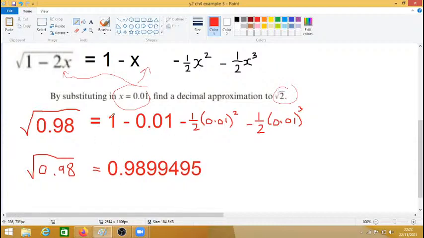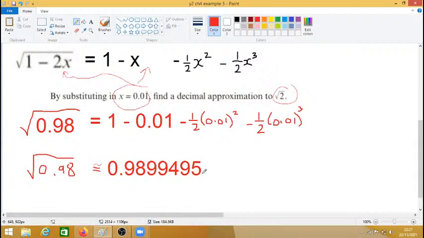So just remember that at the moment we've got the square root of 0.98 is very, very close to 0.9899495. You could even try that in a calculator if you want. If you were to type in the square root of 0.98, you would get something very similar to that. Like I said, we're missing the x to the power 4 and x to the power 5 terms, so we're not expecting a perfect answer, but that would be very close.